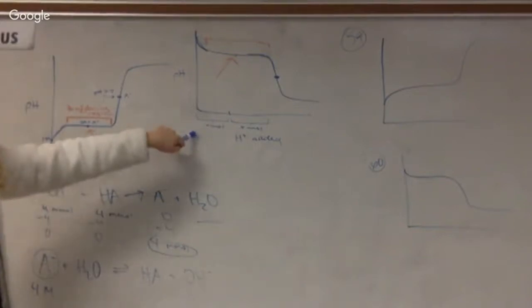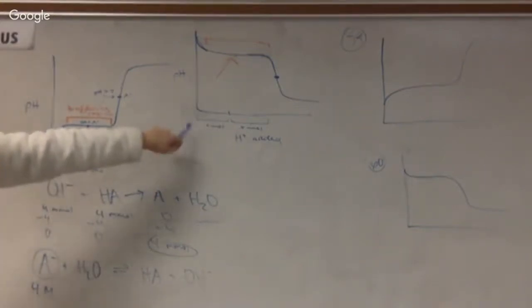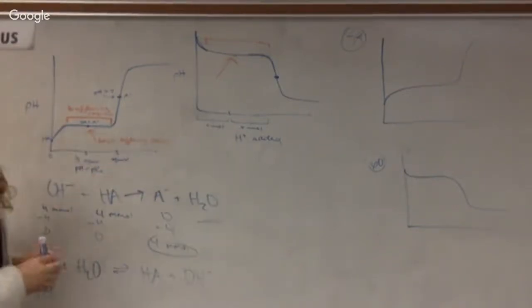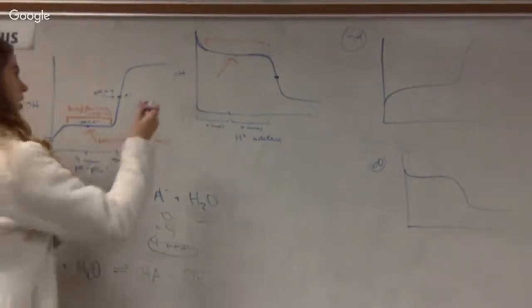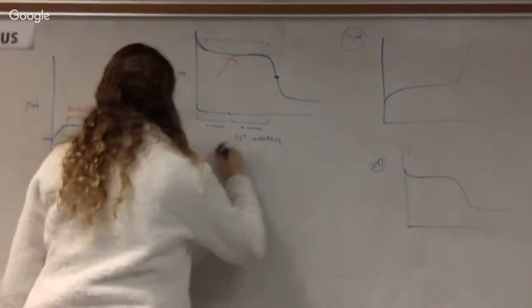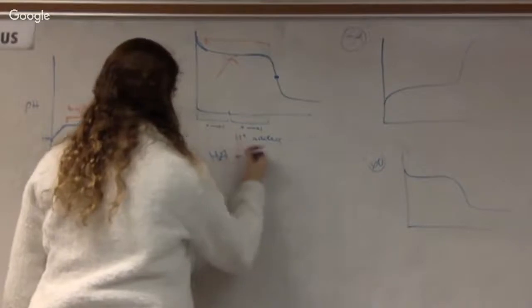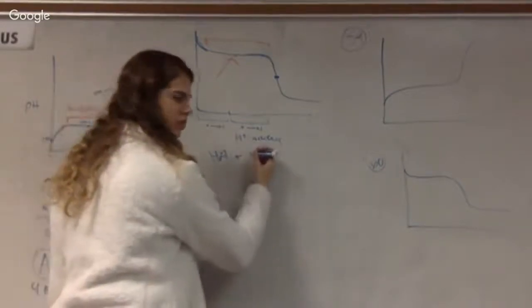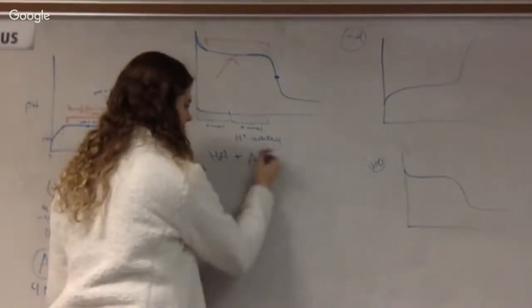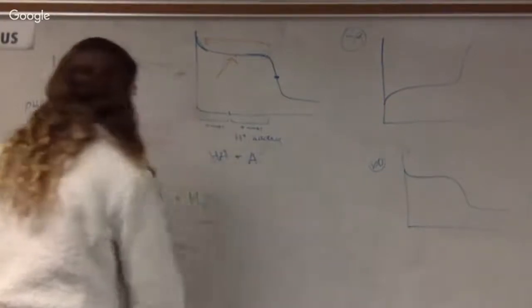Okay. So now in this case here, aren't we adding HA to A minus? So can you write the big dog equation, please, underneath? I'm sorry. The big dog equation is A minus plus H plus.